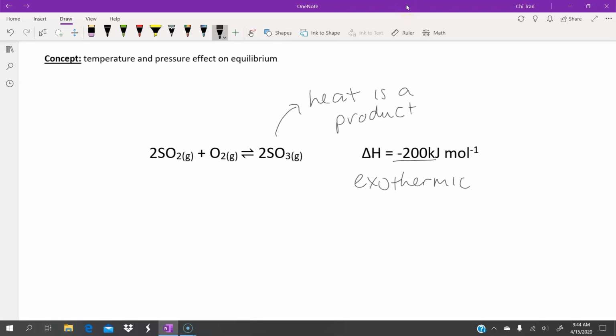So if we were to increase the temperature, we're actually increasing the amount of product. So that will affect the equilibrium, and it will shift to the left to achieve that equilibrium state again. Vice versa, if we were to decrease heat or decrease temperature, we're decreasing the product. So now you can guess that the equilibrium will shift to the right as a result.